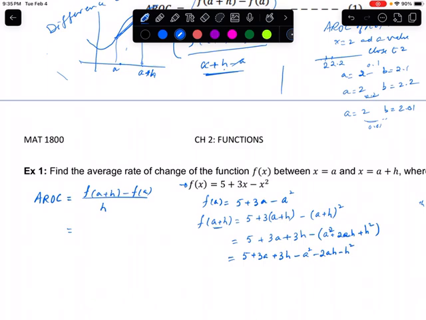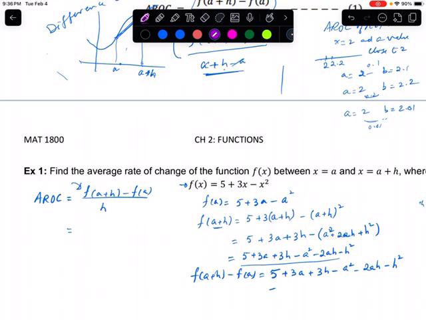Notice that nothing cancels here. Now we have to do this top here. So f of a plus h minus f of a. So I will write this whole quantity that we just got. So 5 plus 3a plus 3h minus a squared minus 2ah minus h squared. And now I have to subtract the f of a.